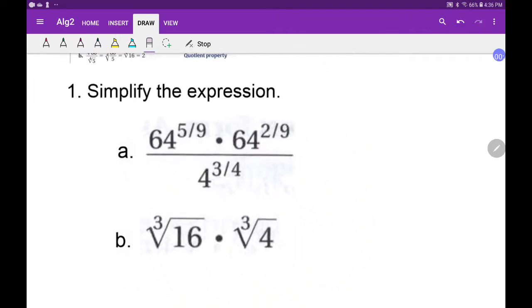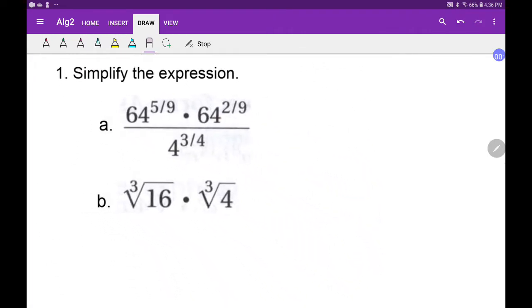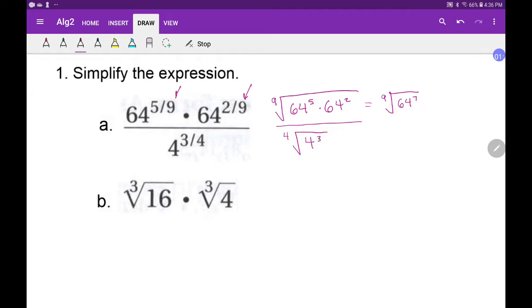I'm going to simplify this expression the best I can, and the idea here is don't use a calculator. That's not our goal here. Our goal is to see what we can do. You see that I have the ninth root for both of these, so I'm going to say the ninth root of 64 to the fifth times 64 to the second. And so that's going to be the ninth root of 64 to the seventh. And the fourth root of 4 to the third.